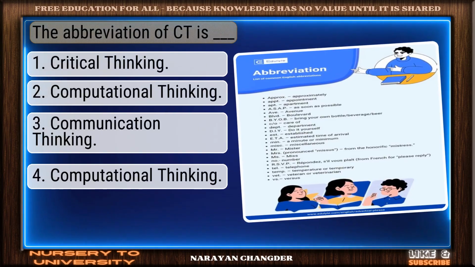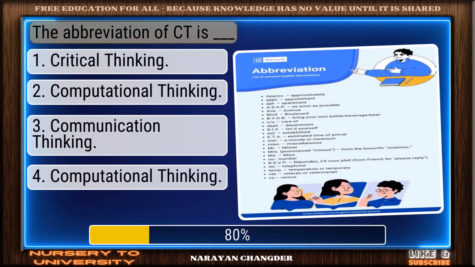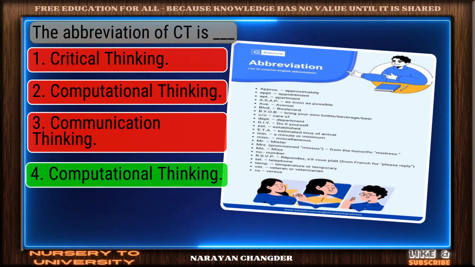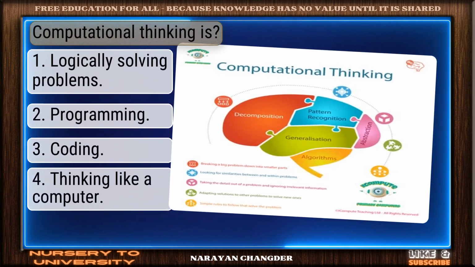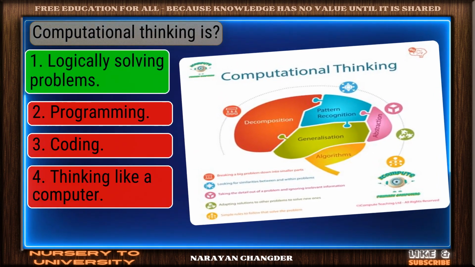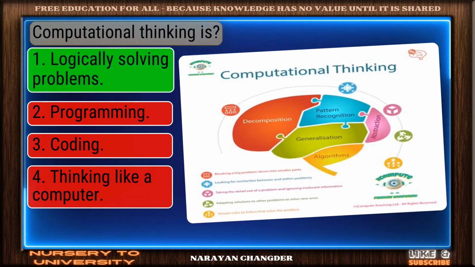Question number 79. The abbreviation of CT is dash. Well picked. Computational thinking is the correct answer. Question number 80. Computational thinking is dash. Smart move. Logically solving problems is an accurate answer.